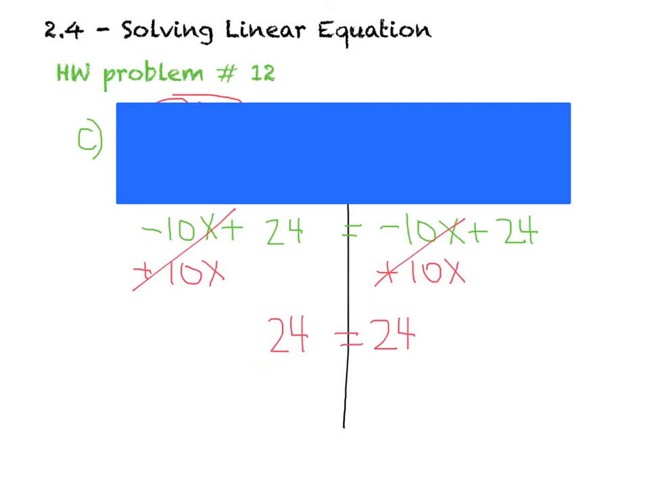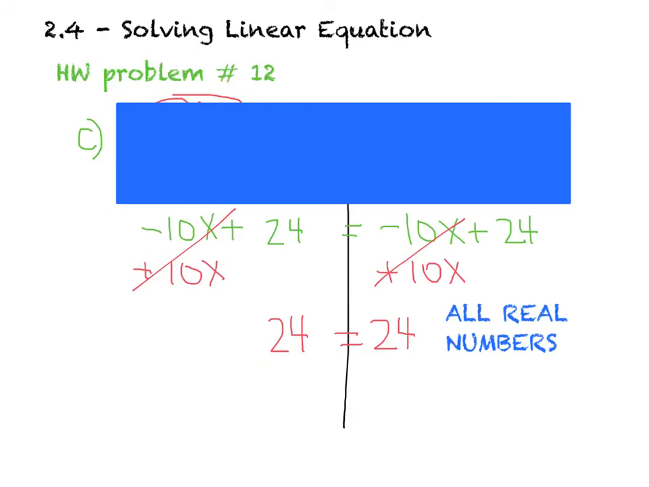Now this is similar to our last problem in the fact that the variable completely disappeared, but the only difference, and a very big difference, is that we have a true statement. 24 does equal 24. 24 always equals 24. So what we can say is our answer to this problem is all real numbers. That means any number would make this problem true. You could substitute in 100, negative 17, 3.5, negative 3/4. No matter what you substitute in for x at the beginning of this problem would make it a true statement.